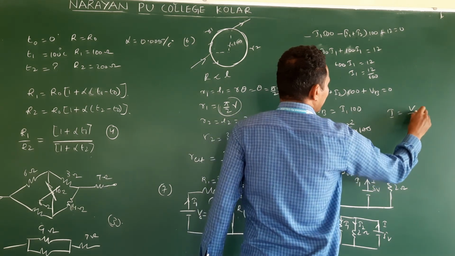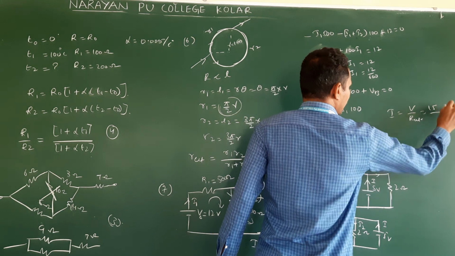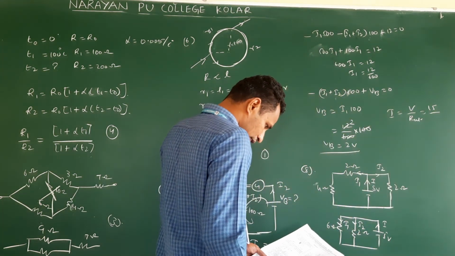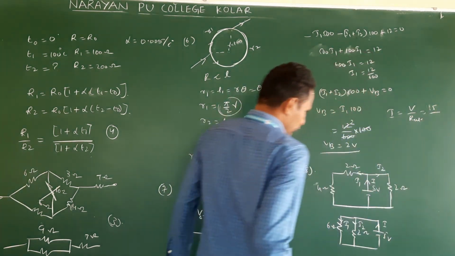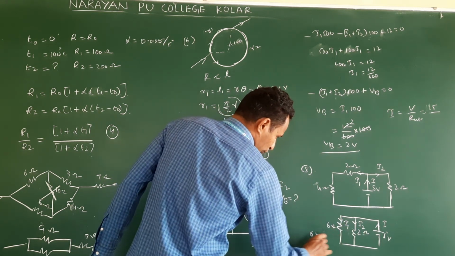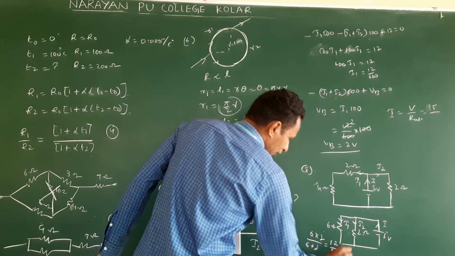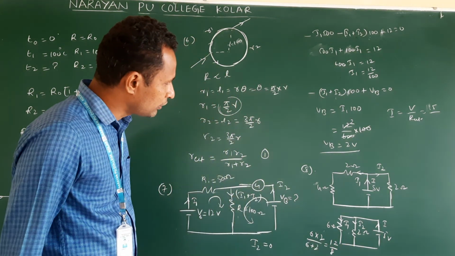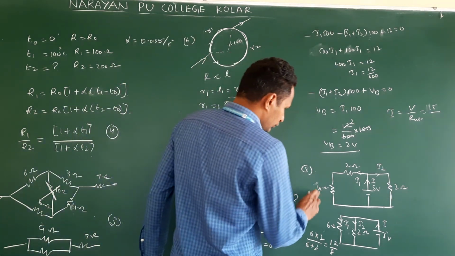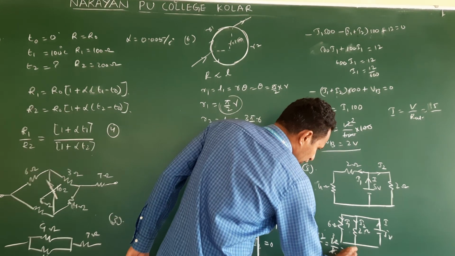How do you find I? I is equal to V by R effective. So V is what? 15? Yes, 15 or 5? 5. R effective, 6 and 2, parallel combination. So 6 into 2 by 6 plus 2. This is 12 by 8. Right? 12 by 8 means what? 2 threes are 6, so this is 3 by 8.